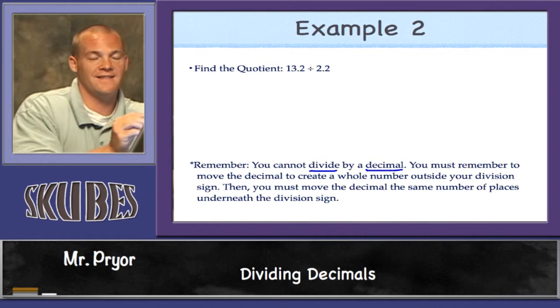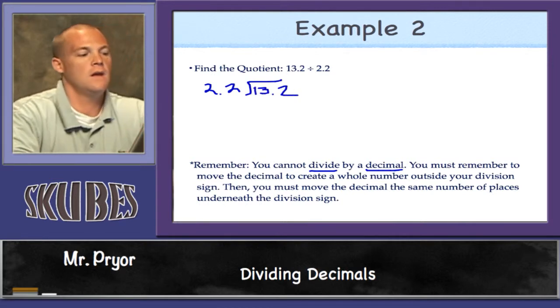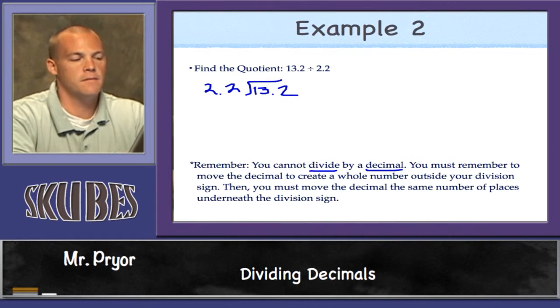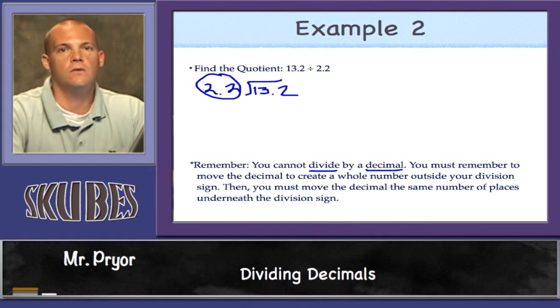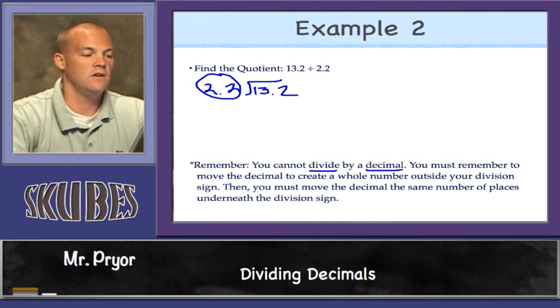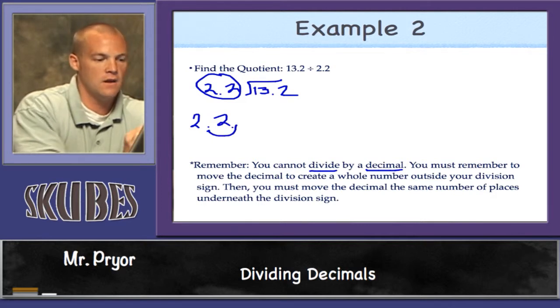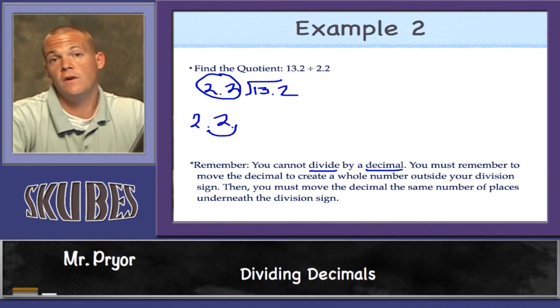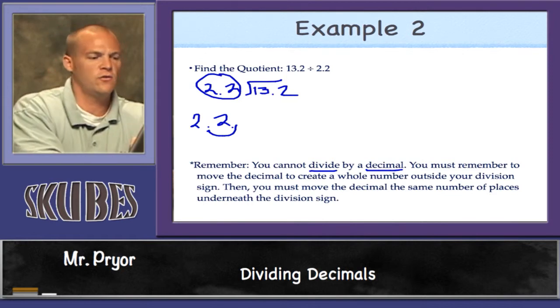So the way we're going to do that is setting it up the same exact way. 2.2 into 13.2, excuse me. And the way that we change this is we make that number outside the division sign, this number right here, a whole number. And to make it a whole number, it requires you to move your decimal. You need to move the decimal to the right in this case. So you're going to move that decimal in 2.2 one place to the right, because notice when you do that, the number will change to 22. 22 is a whole number, and again, just a reminder, a whole number is simply a counting number, like 1, 2, 3, no decimals.